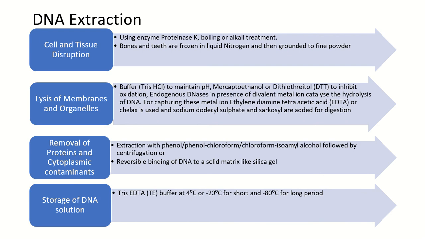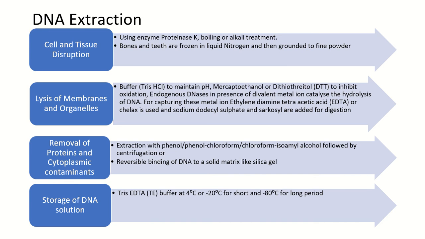How is DNA extracted? The first step in DNA extraction is cell and tissue disruption, which is done using proteinase K enzyme, by boiling, or alkali treatment. Bone and teeth are frozen in liquid nitrogen and then crushed. Then the next step is lysis of membranes and organelles.